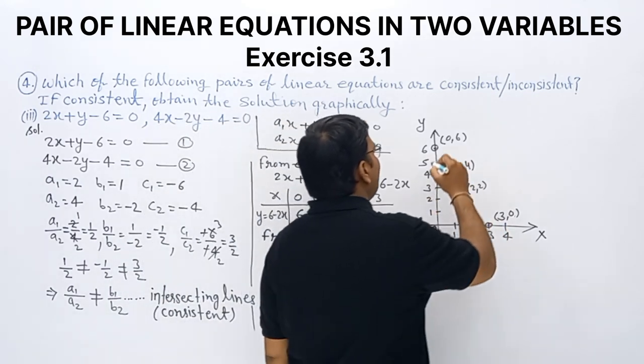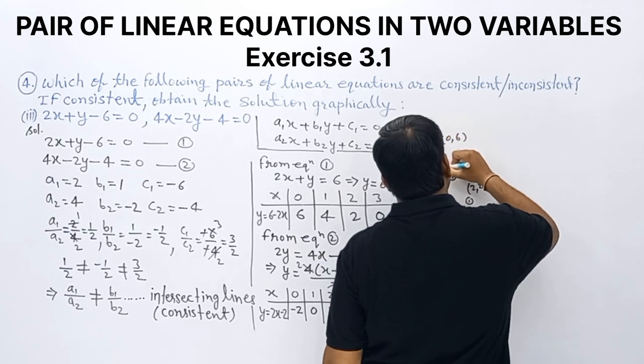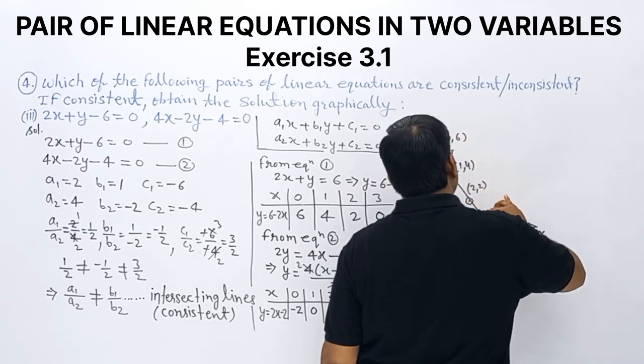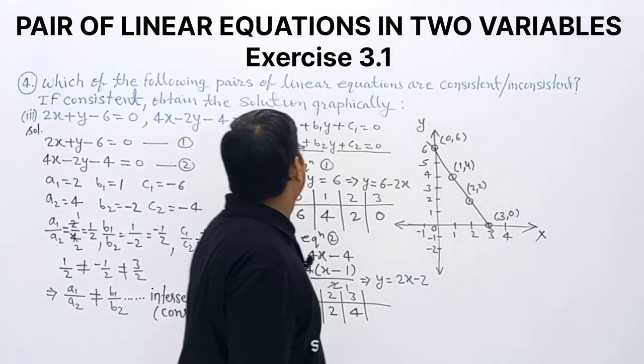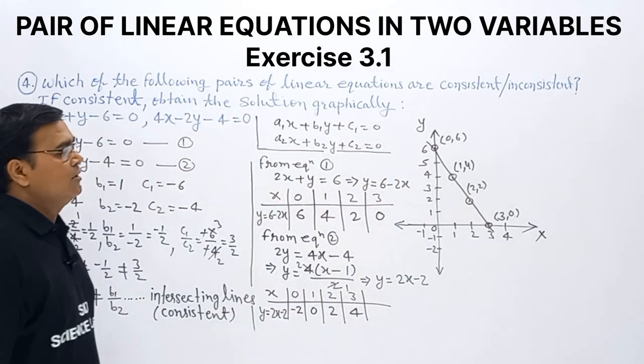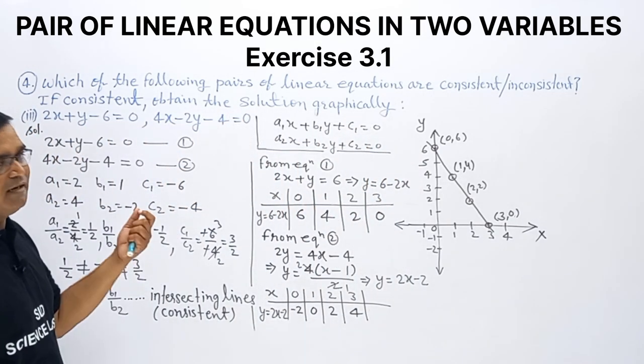Now connect all the points, and we get a line like this. This is the line for the first equation, a linear line.